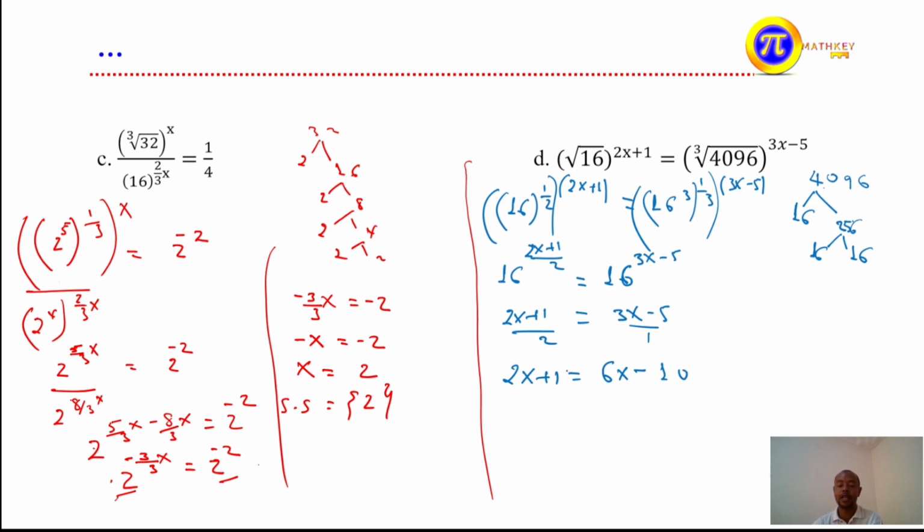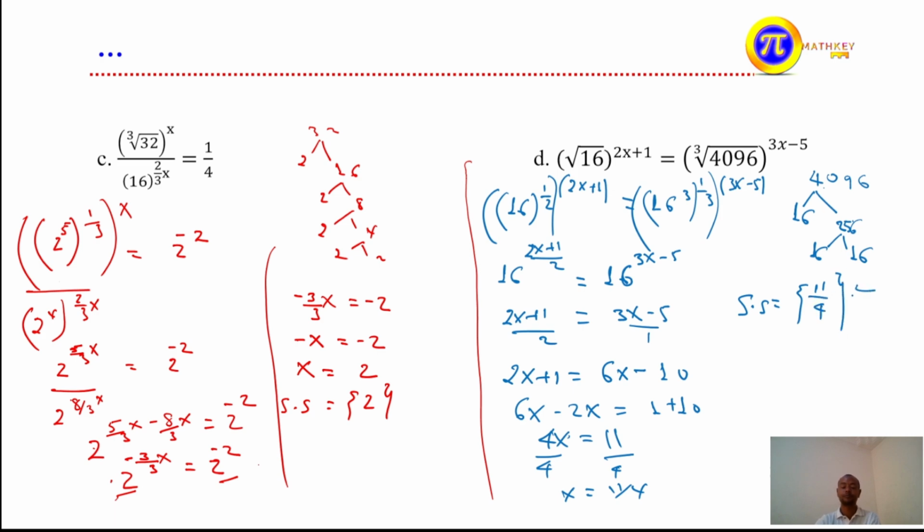Collect like terms, variables with variables and constants with constants. Take 6x minus 2x is equal to 1 plus 10, that is 11. So 4x is equal to 11. Divide by 4 on both sides, the value of x is equal to 11 over 4. So the solution set for this problem consists of 11 over 4. We can express the solution set like this.